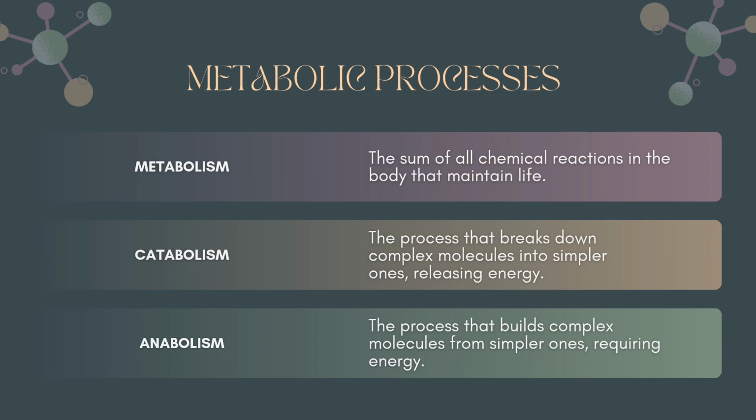So now that you already understand metabolism and its important role in our body, let us break down metabolism into its first process, catabolism. When we say catabolism, it is the process that breaks down complex molecules into simpler ones, releasing energy. So, catabolism is how the body breaks down large food molecules like carbohydrates, fats, and proteins into smaller units. During the breakdown, energy is released and stored as ATP. This energy becomes available for immediate use by the body.